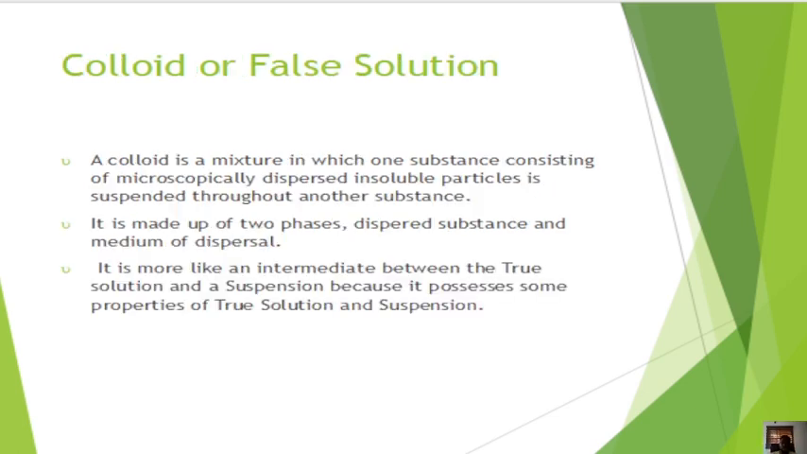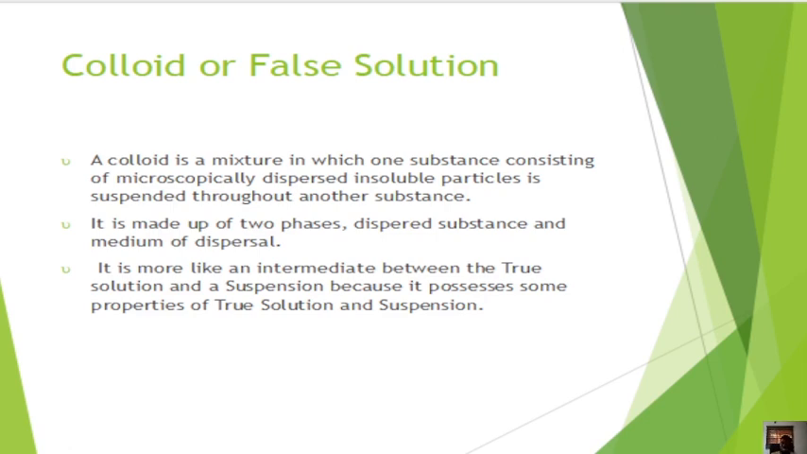A colloid, on the other hand, is a mixture in which one substance consisting of microscopically dispersed insoluble particles is suspended throughout another substance. The point is this: in colloids, the solutions are not necessarily, will I say, homogeneous. But the particles that are dispersed are very, very microscopic, and you can't see them with your eyes. However, it does not mean that they are dissolved. So the difference between a false solution and a true solution is that in a true solution, the substances are dissolved, but in a false solution, the substances are not dissolved.